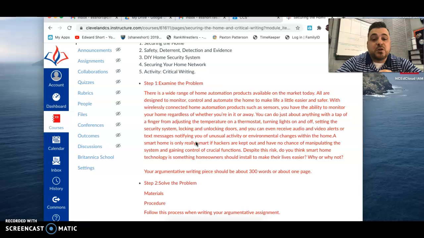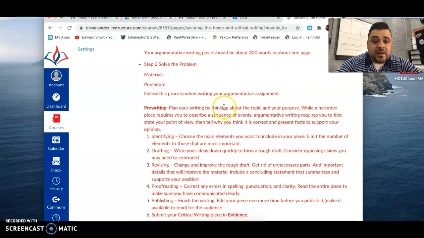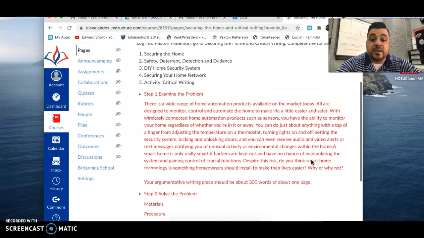First thing you're going to do is examine the problem. Then you're going to solve the problem in step 2. Then you're going to do your pre-writing, where you plan your writing by thinking about the topic and your purpose. While a narrative piece requires you to describe a sequence of events, argumentative writing requires you to first state your point of view, then tell why you think it is correct, and present facts to support your opinion. Then identifying, drafting, revising, proofreading, publishing, and submitting your critical evidence. Those are the steps you're going to do in submitting your writing assignment.